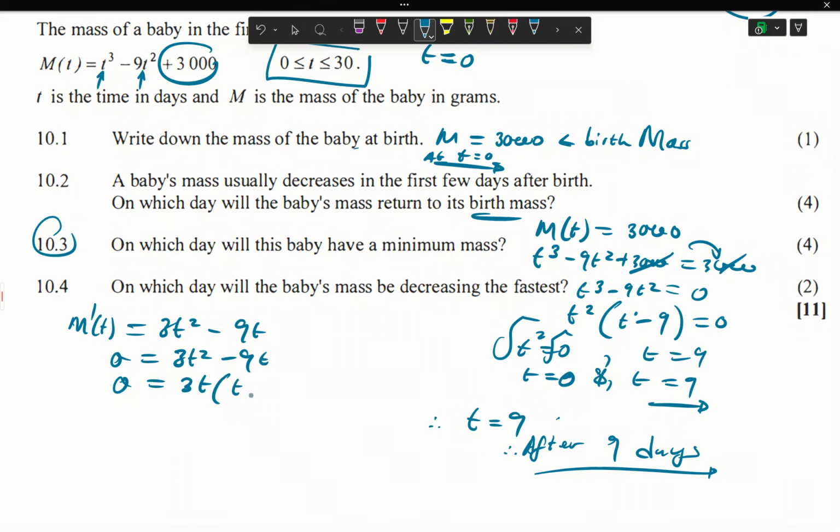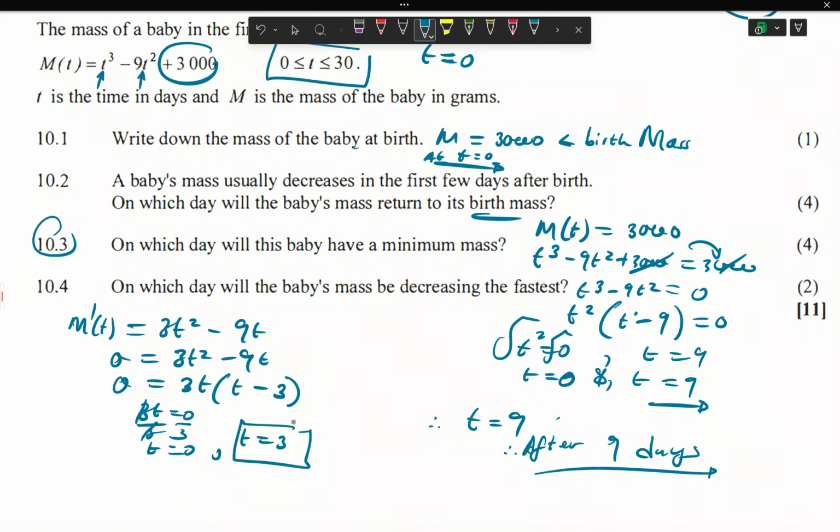You'll have t, and then you'll have negative 3, like that, so these times this will give you 9. So it means 3t is equal to 0, so t is equal to 0. Remember guys, this is the birth mass. At t equals 0, this is the birth mass. So now t is equal to 3. So on which day will the baby have a minimum mass? That has to be day 3.